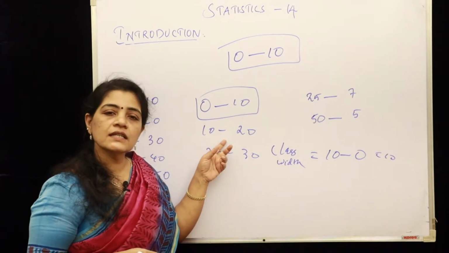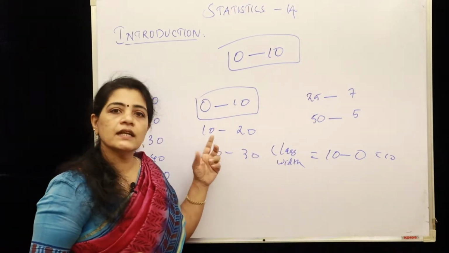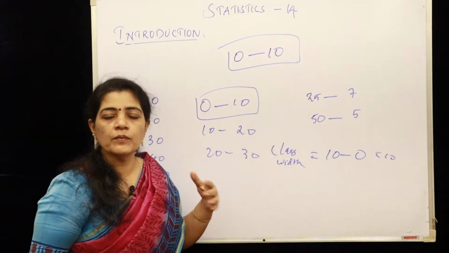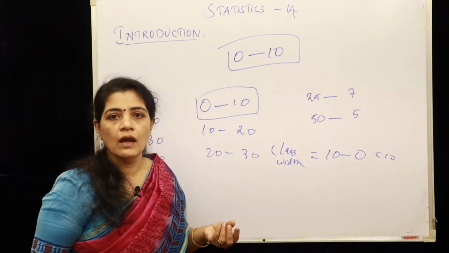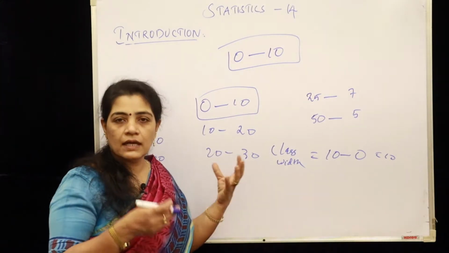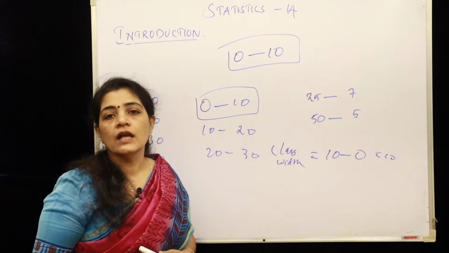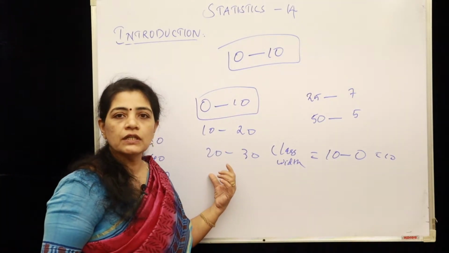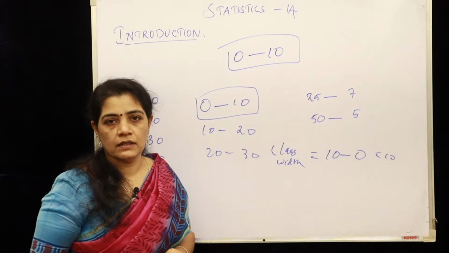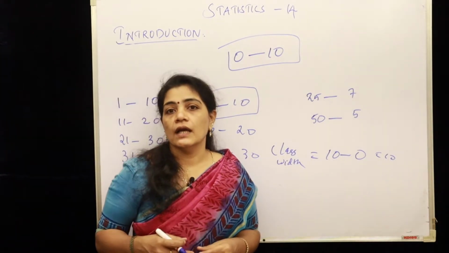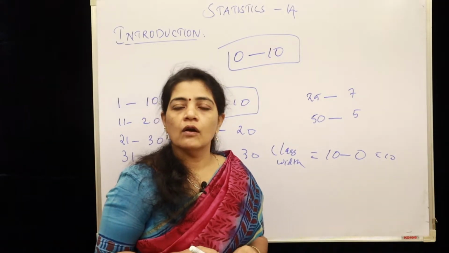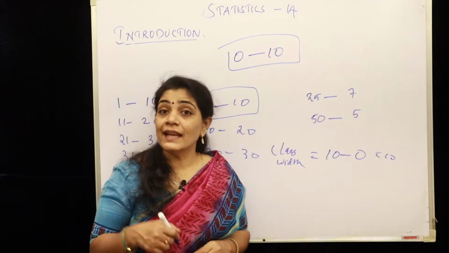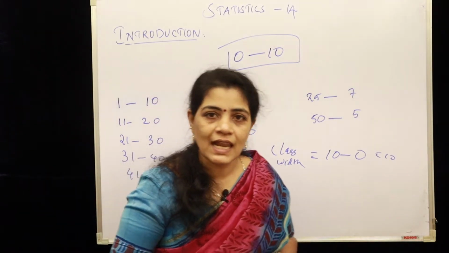Okay, in the second class interval, if you take 20 minus 10, 10, so the class width will be same. All the problems which we are discussing in this year, the class width of each class interval will be same. 20 minus 10, 30 minus 20. So this is class width. That means the difference between the upper limit and lower limit of each class interval will give you the class width.